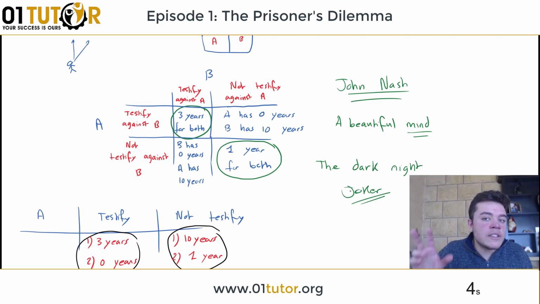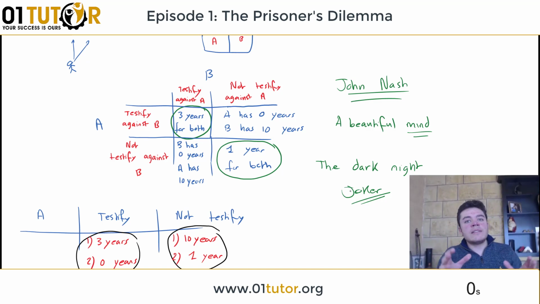So you can check these two movies out. One is called A Beautiful Mind, and the other is called The Dark Knight. There is this scene of bombs and ships where you can see the direct application of game theory.